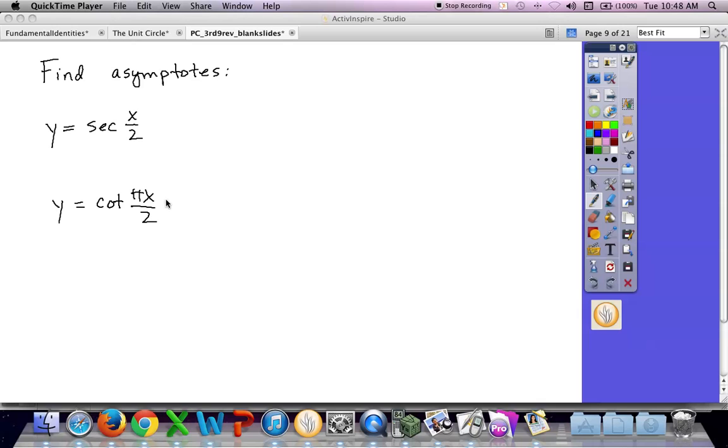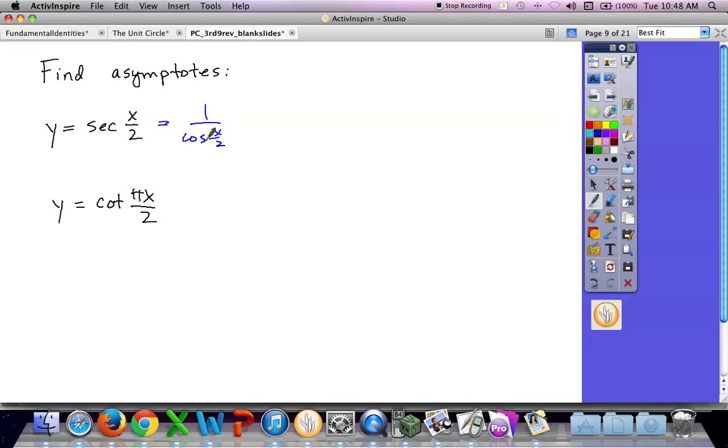Well, if you rewrite these as sines and cosines, then every one of these ends up with a denominator which could equal 0. That's how you find the asymptotes. Like secant is 1 over cosine, right? So if I write that like 1 over the cosine of x over 2, then wherever that cosine equals 0, that's going to be an asymptote.